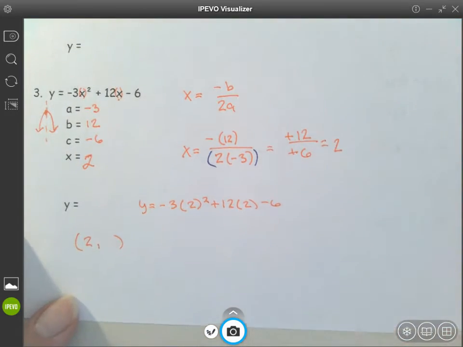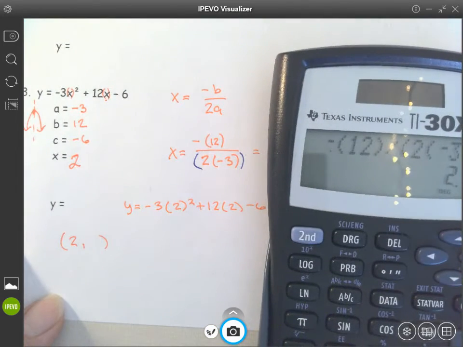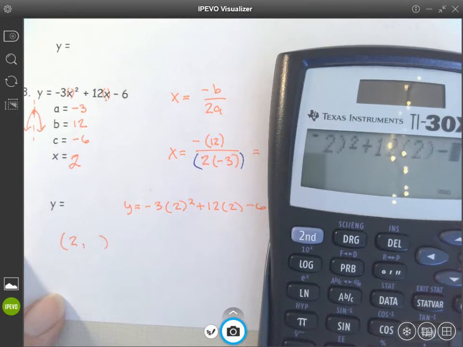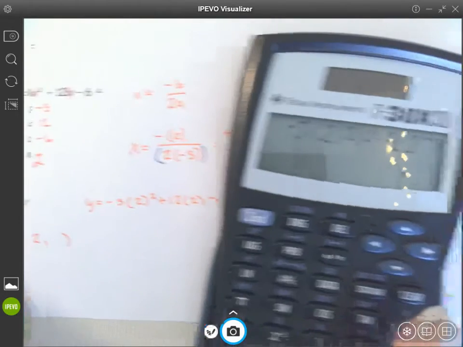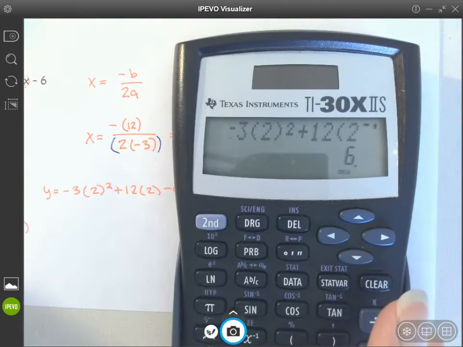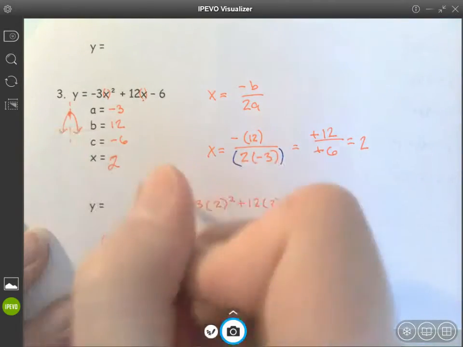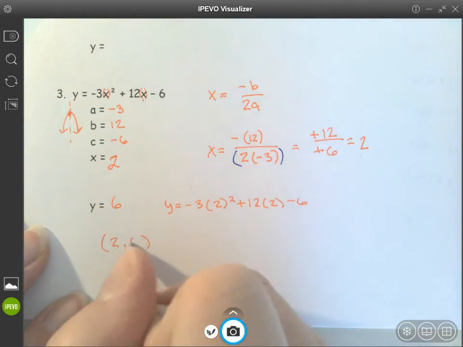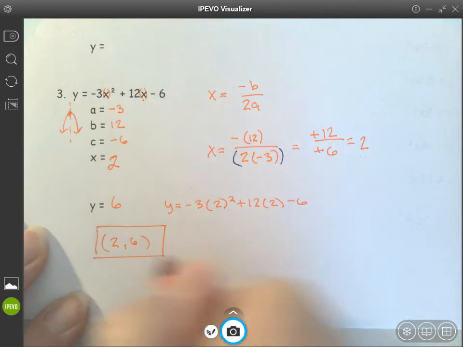Now, that should be it. Use your parentheses in case you have a negative sign. So -3 in parentheses, close them and put the power on the outside. And we should get 6. See if you agree with me. Okay. Now, that's all we had to do. We're done. So go ahead and write that as an ordered pair. Know that that is your axis of symmetry.